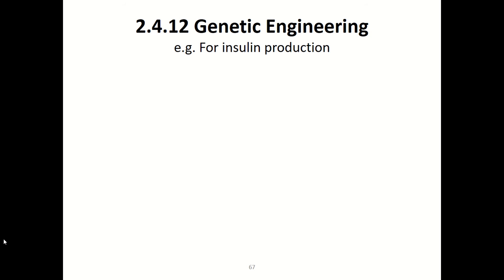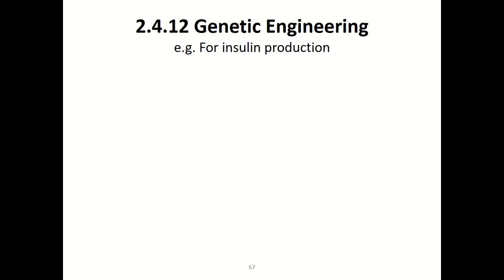Okay, today we are looking at genetic engineering for insulin production. In the Year 12 book, this starts on page 35, genetic engineering. So just before we look at any diagrams, we'll give a wee introduction to genetic engineering.